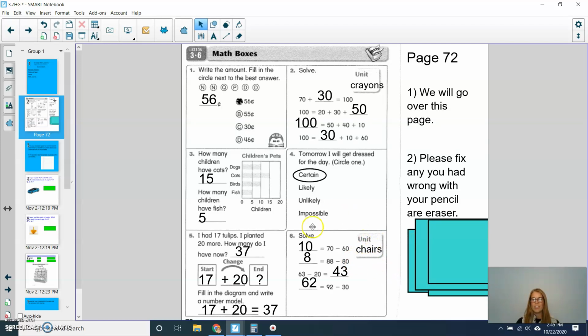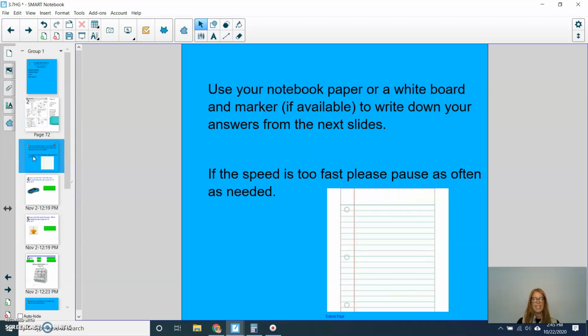Please double check to make sure you have yours correct and fix any mistakes with your pencil and eraser. Then we'll put our math journal to the side and take out either our notebook paper or our whiteboard. If the speed is ever too fast, please pause as often as needed.